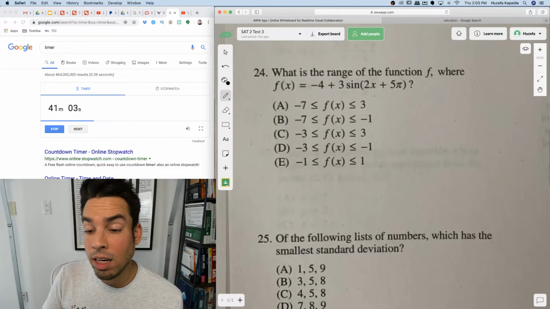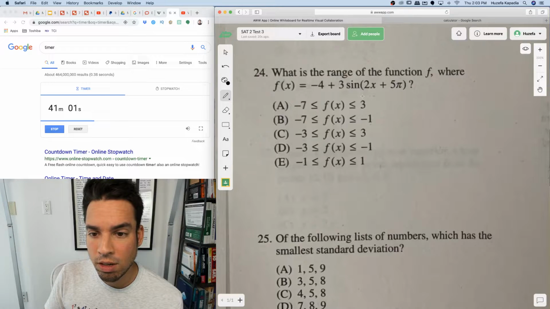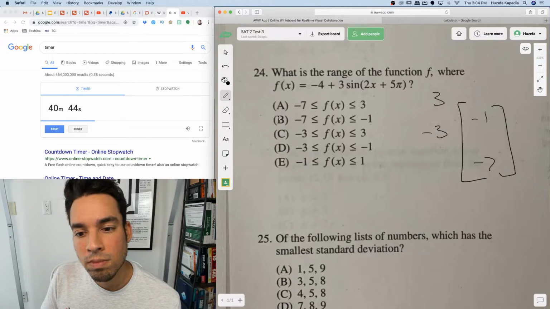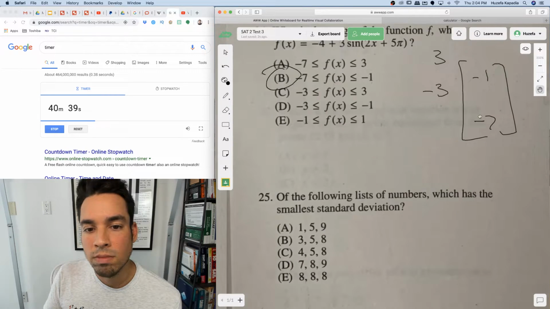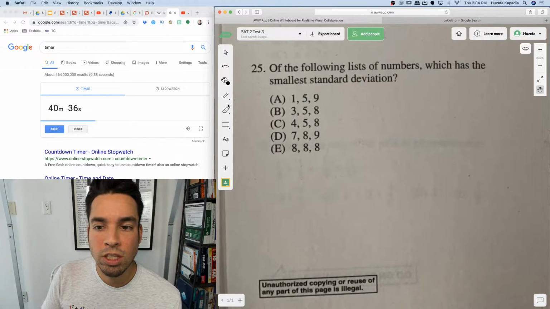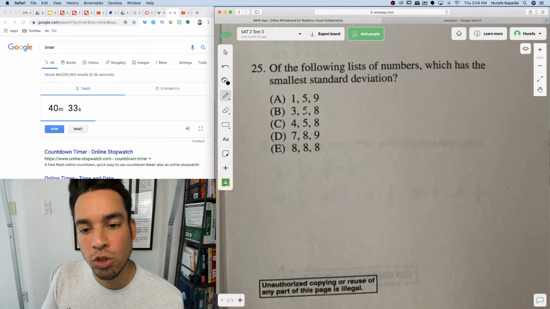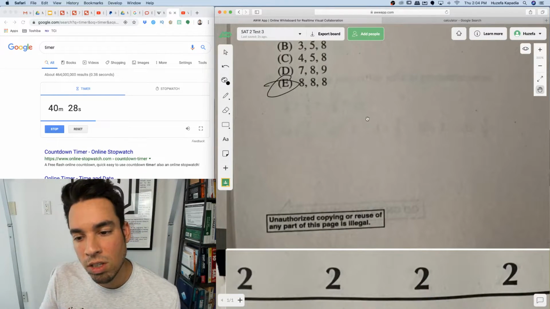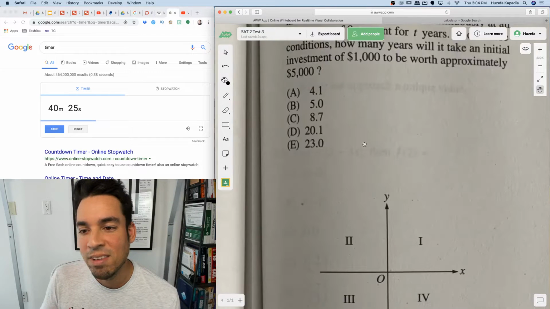Okay, so normally I could actually just graph this because we're allowed to use a graphing calculator, but I can figure it out. Normally the range is -1 to 1. By that, it's -3 to 3, and then the -4 shifts everything down by 4. So it's -7 to -1. Of the following list of numbers, which has the smallest standard deviation? AKA, which one is the most tightly packed? That one. Don't have to calculate standard deviation, but I know that's basically the tightest you can get if they're all the same. Okay, we're past half a point.